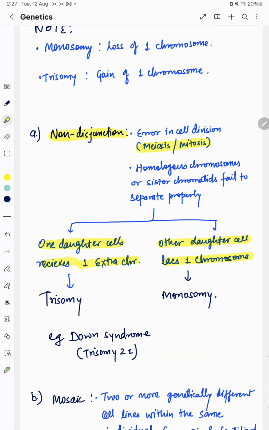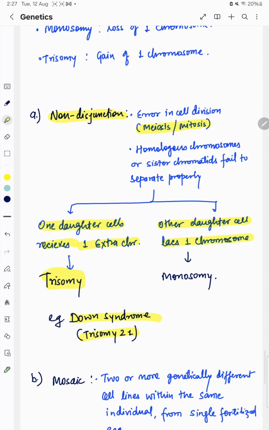When one daughter cell receives one extra chromosome, this condition is known as trisomy. For example, in Down syndrome there is trisomy 21, one extra 21 chromosome. And when a daughter cell receives one chromosome less, this condition is known as monosomy.